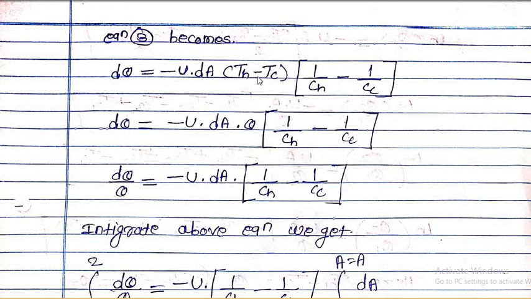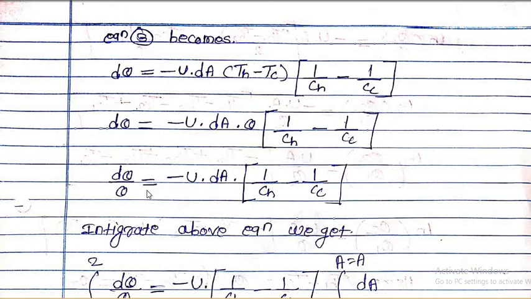Now Th minus Tc is nothing but theta, so d theta is equal to minus U multiplied by dA multiplied by theta into (1 upon Ch minus 1 upon Cc). We take the d theta and theta terms on the same side, so we get d theta divided by theta is equal to minus U multiplied by dA into (1 upon Ch minus 1 upon Cc).